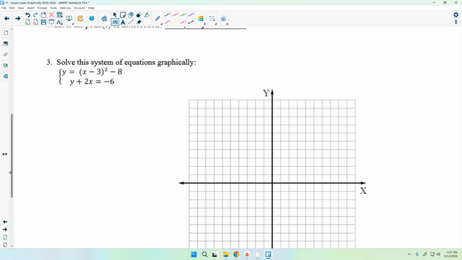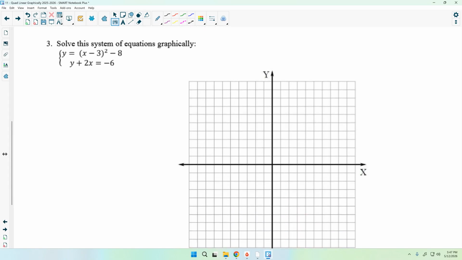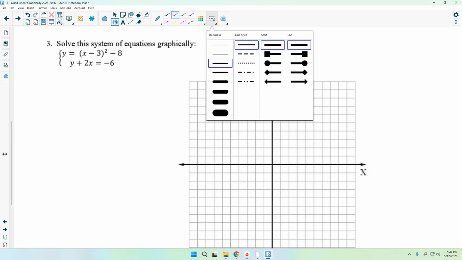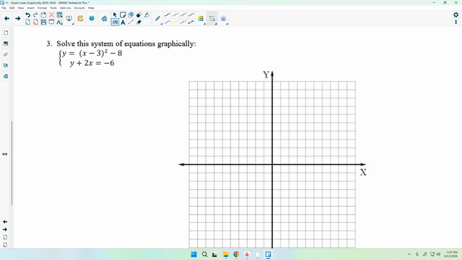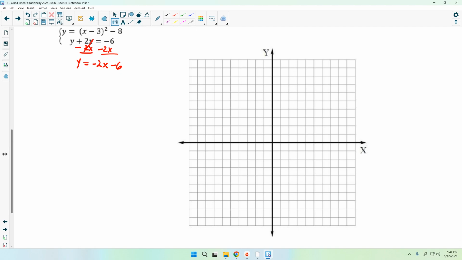Okay. So our last system we're looking at, we've got quadratic and linear again. y equals (x minus 3) squared minus 8, and y plus 2x equals -6. So you may notice, or hopefully you notice, our linear equation is not in slope-intercept form. So my first step is going to be to get that into slope-intercept form, so not only can I graph it, but so we can put it into the calculator too. Our equation has to be in slope-intercept form to put it in the calculator. Okay, so here we go.